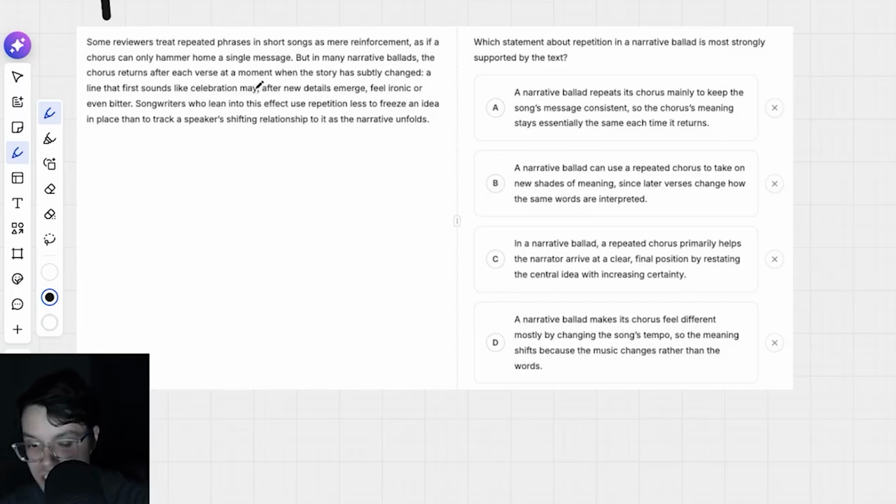Like they first may have a positive feeling about it, and then they have a negative feeling, maybe then they have a neutral feeling. So it can change as the song evolves.